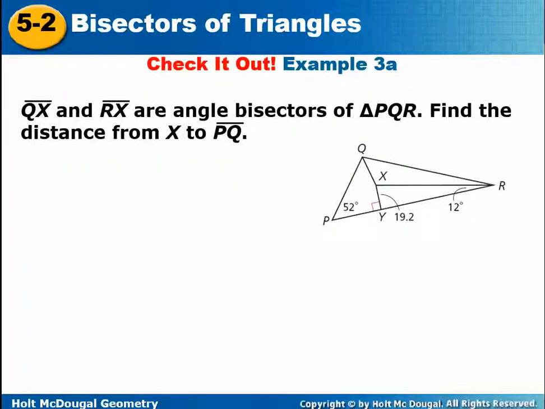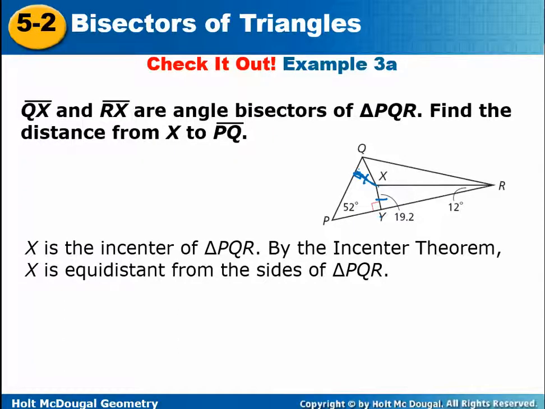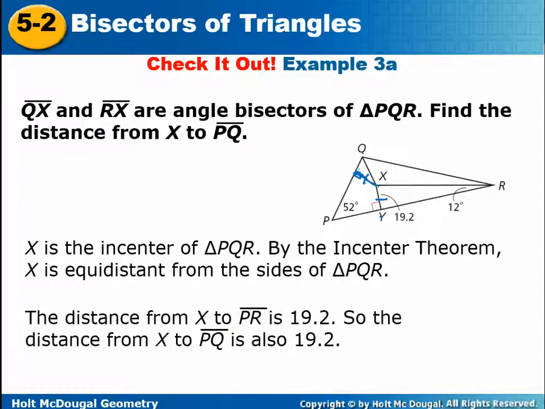All right, this is just one more little quick example before we move on. It says that QX and RX are angle bisectors. Find the distance from X to PQ. Well, I know that from X to Y is 19.2. And let's see, where would the right angle be? About right there. That means that this is congruent to this. They have equal length, so it's also going to be 19.2. That's all there is to that.